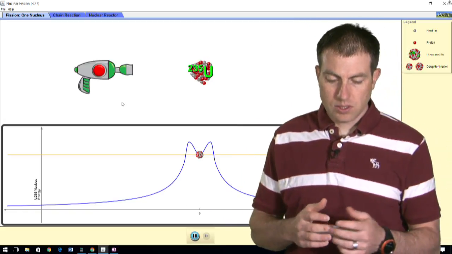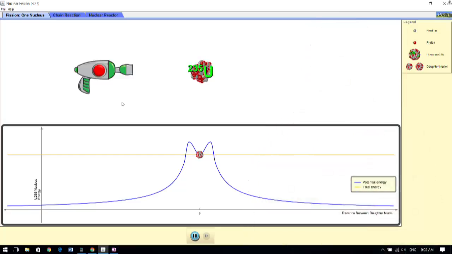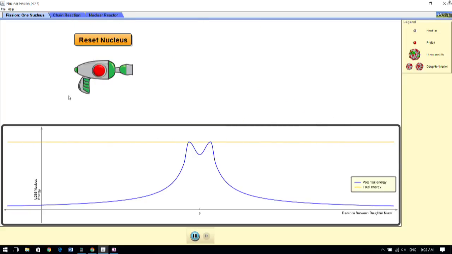So you can see this uranium-235 has all these protons and neutrons in the nucleus. It's fairly stable at this point. Now this little neutron blaster is going to fire another neutron into the nucleus, and it's going to get absorbed. When that extra neutron gets absorbed into the nucleus, it turns into uranium-236, and then eventually it breaks down because it has too much energy. That's what this little graph on the bottom is showing, the amount of energy it has.